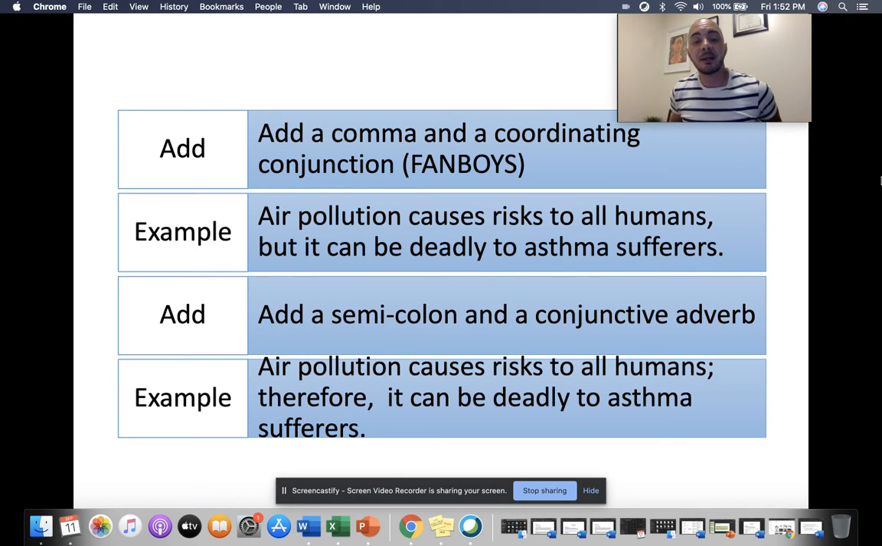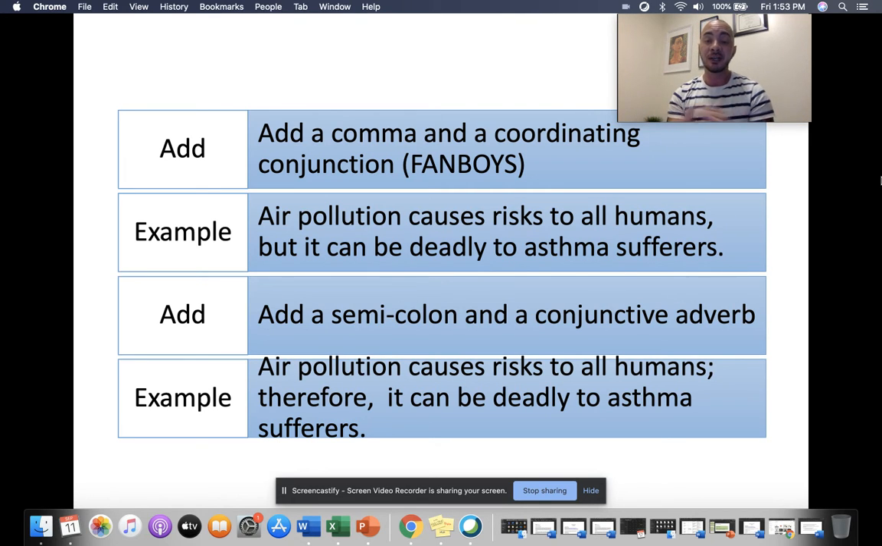Another way of creating a compound sentence is to add a semicolon and a conjunctive adverb. If you remember from previous videos, we talk about conjunctive adverbs, words like therefore, thus, however, moreover, furthermore, as being our sort of fancy conjunctions or our more sophisticated conjunctions. So an example of a corrected run-on sentence as a compound would be, air pollution causes risks to all humans, semicolon, therefore, it can be deadly to asthma sufferers.